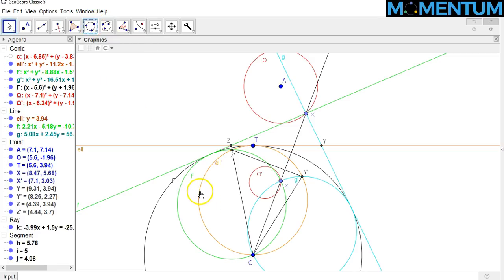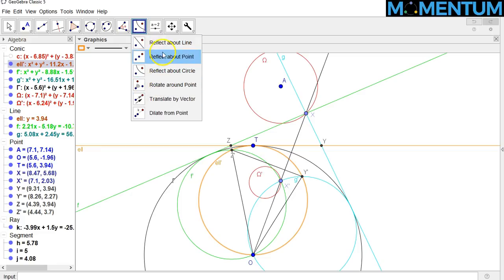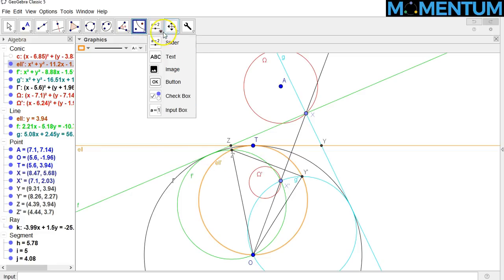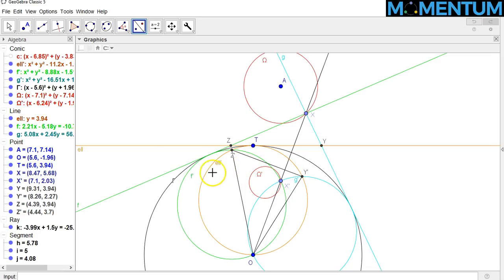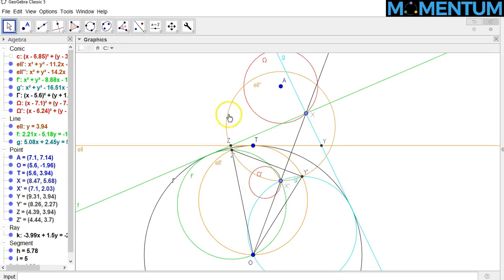So let me actually do it. I want to reflect. Let's use the reflection tool. So we want to reflect across a line. We want to reflect this shape with respect to this, and boom. And guess what? This is X prime, Y prime, Z prime. This is exactly what we needed.